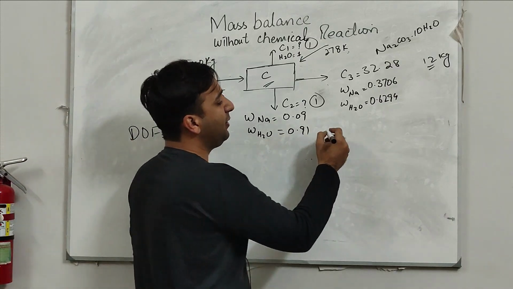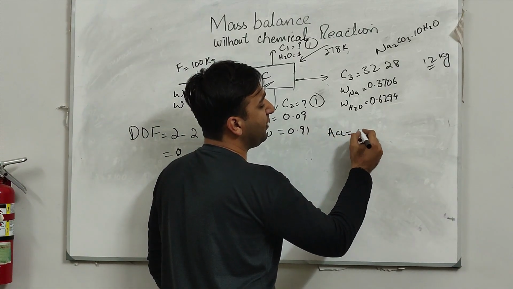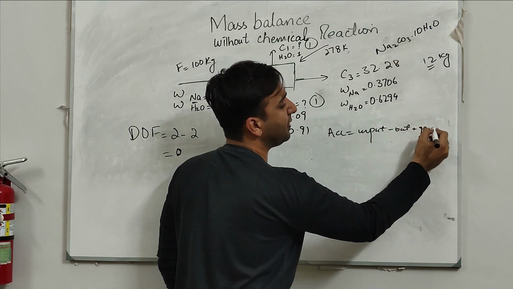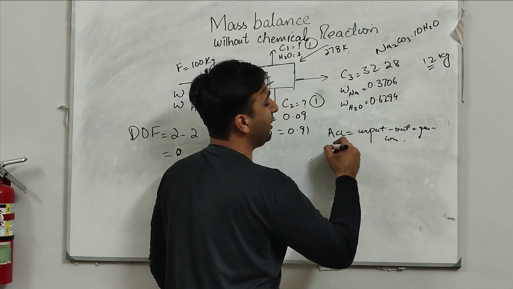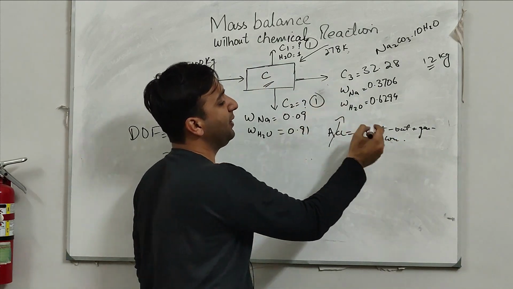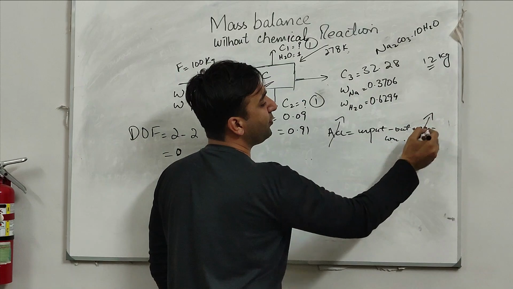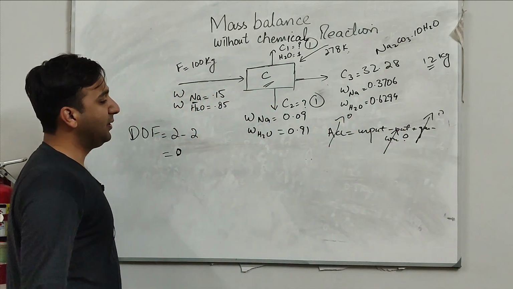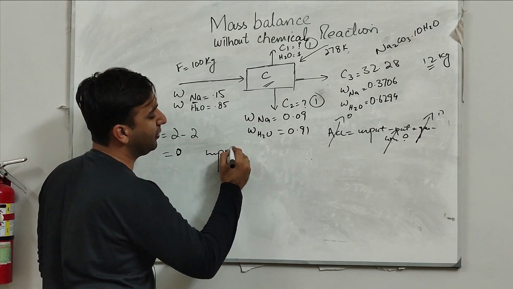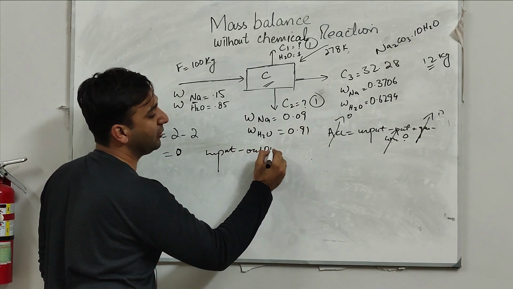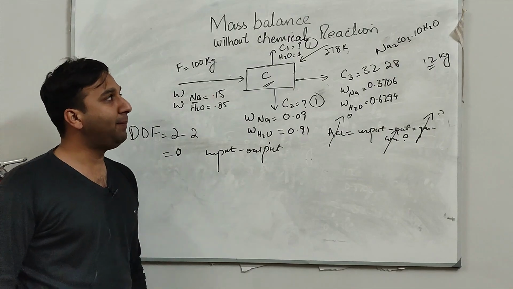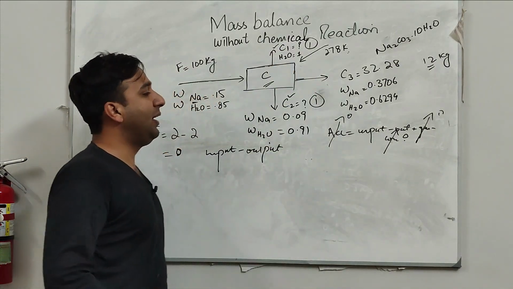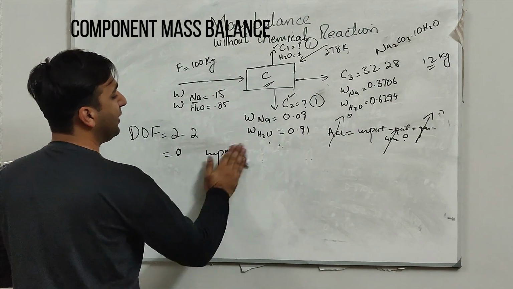Moving to the general mass balance equation, it is accumulation equals input minus output plus generation minus consumption. As it is a steady state process with no chemical reaction, input and output will remain and all the other things will be equal to 0. So our general mass balance equation will be reduced to input minus output. Now you cannot apply the overall mass balance because 2 things are unknown here. You will have to start by the application of component mass balance.